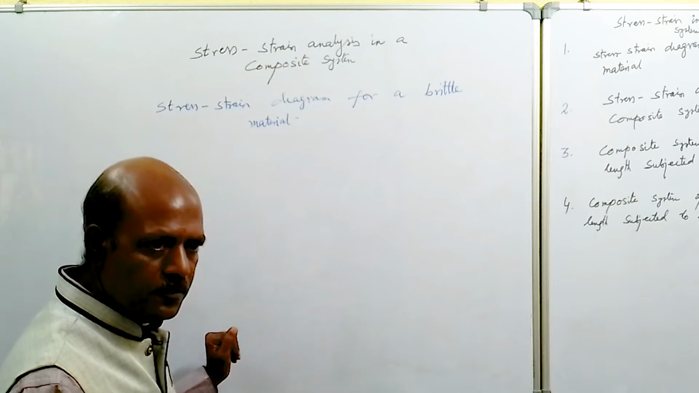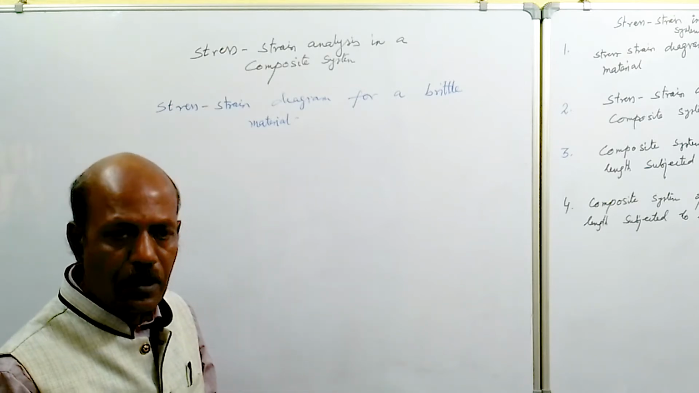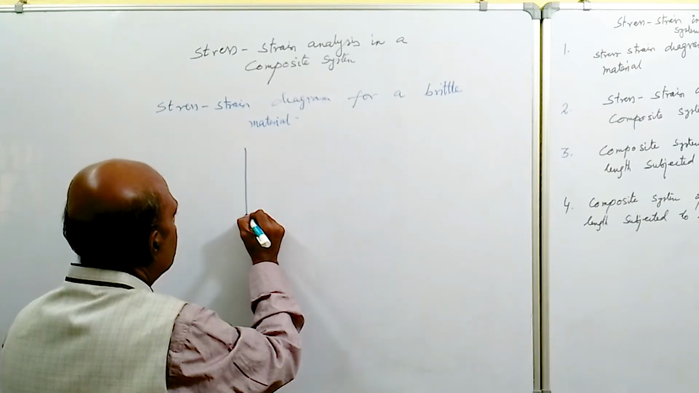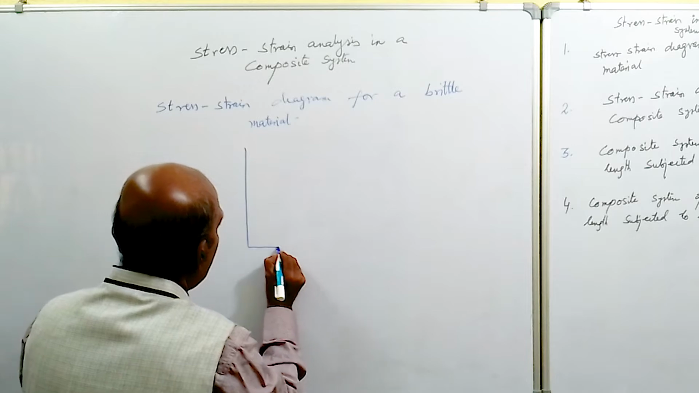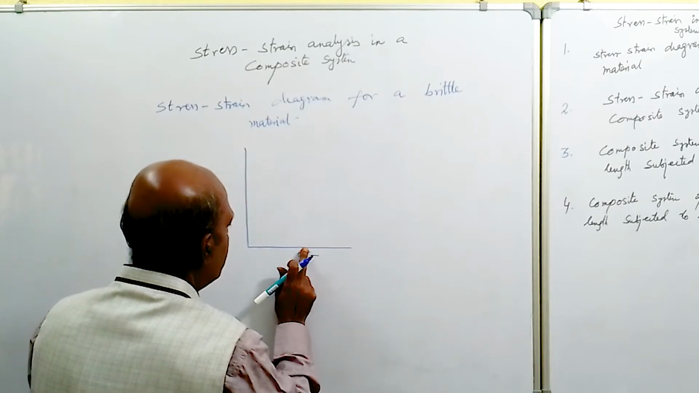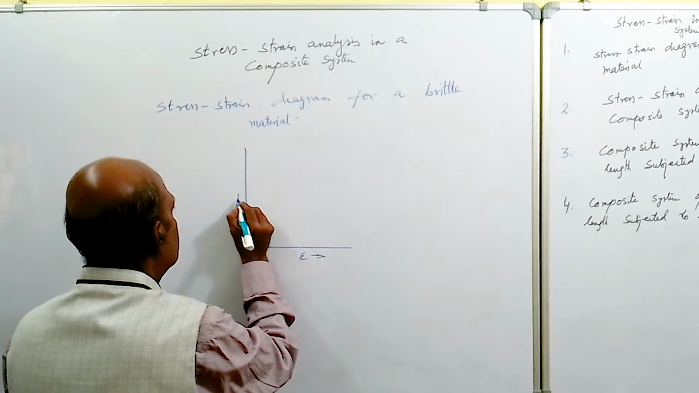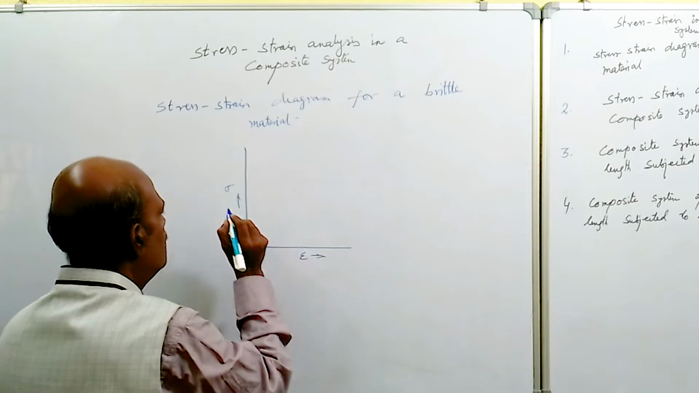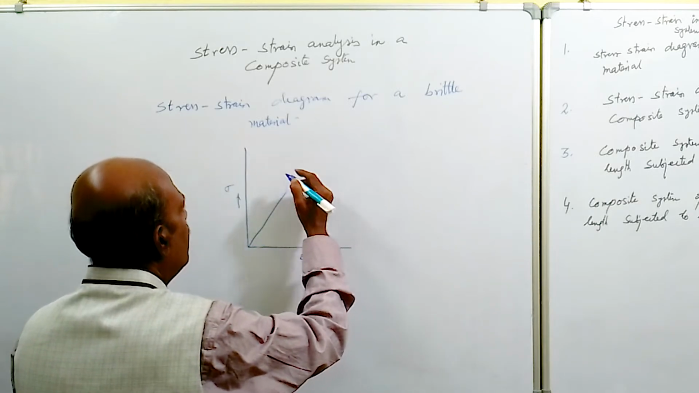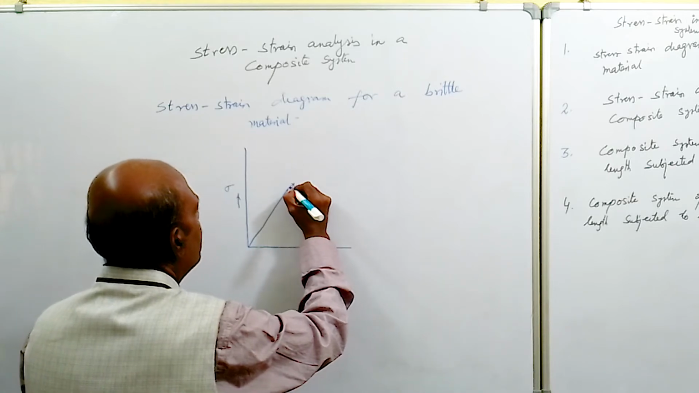Now if we do the stress strain analysis of this material, the curve we get is plotted here. Say this side denotes the strain and this side denotes the stress value, sigma. Then the curve will be a straight line up to some point. After that the curve will bend and fail here.